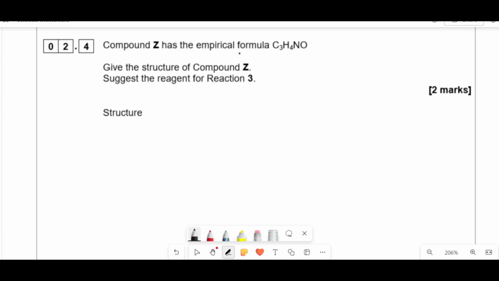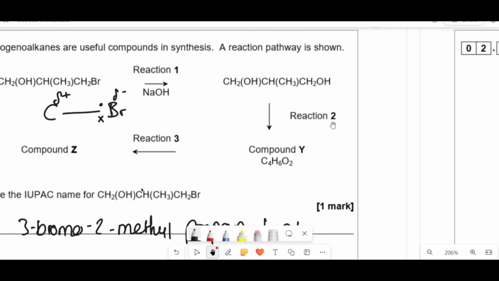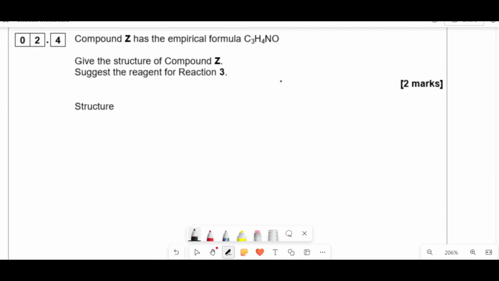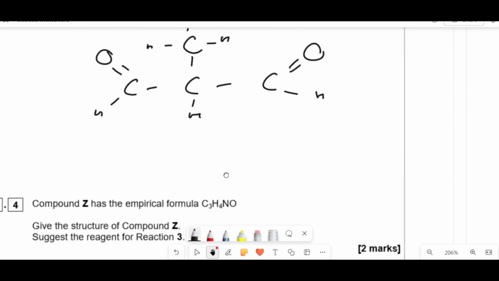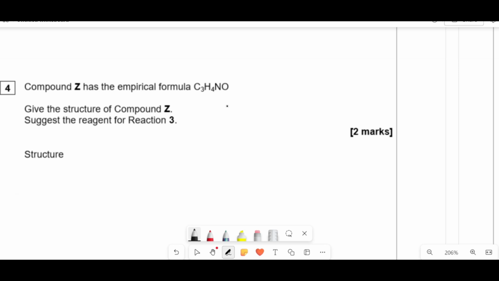So then it says compound Z has the empirical formula C3H4NO, give the structure of Z, and then suggest a reagent for this. So we need to think about what's happened between here to here. Something has caused it to start picking up Ns. So in your head, you should be thinking of that big synthetic pathway and being like, what's going on here? We now have what looks like this aldehyde thing going on, eventually having nitrogens in it, right? What's probably happened is we've got a hydroxynitrile. That's the route we can go with that.